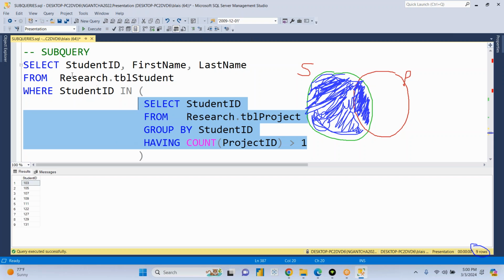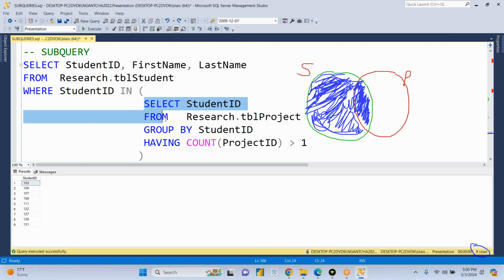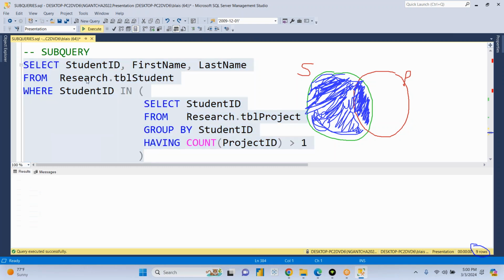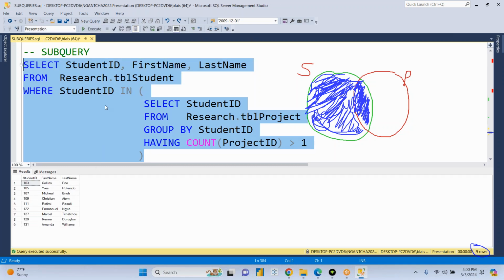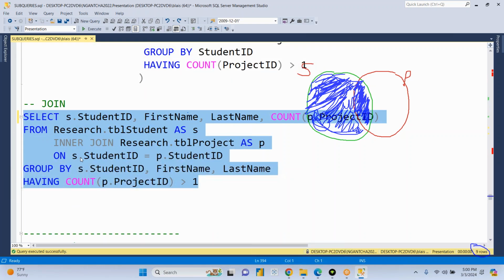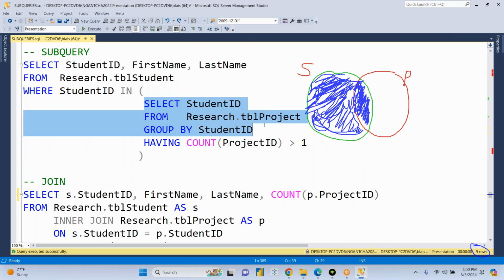And when I do this, I combine it with student ID in this list. If your student ID is on this list, it means you have more than 1 project. Combining the parent and the child together, this is what we get. Same result as you would get if you went for the join route. This one involves no joining. We use the student table in the parent query. For the child query, we're using the project table. You see that?